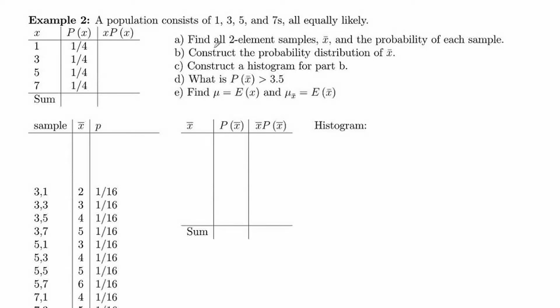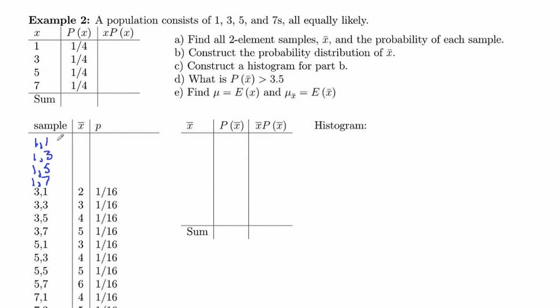So we're going to actually form the sampling distribution for this population. So first of all, they want us to find all the 2-element samples, the means of those samples, and the probability of each sample. So our samples here, all the samples that start with 1, we could pick a 1 followed by another 1, or a 1 followed by a 3, or a 1 followed by a 5, or a 1 followed by a 7. Or we could pick a 3 followed by 1, 3, 3, 3, 5, 3, 7, 5, 1, 5, 3, 5, 5, 5, 7, etc. So we got 16 samples total, 4 first choices, 4 second choices.